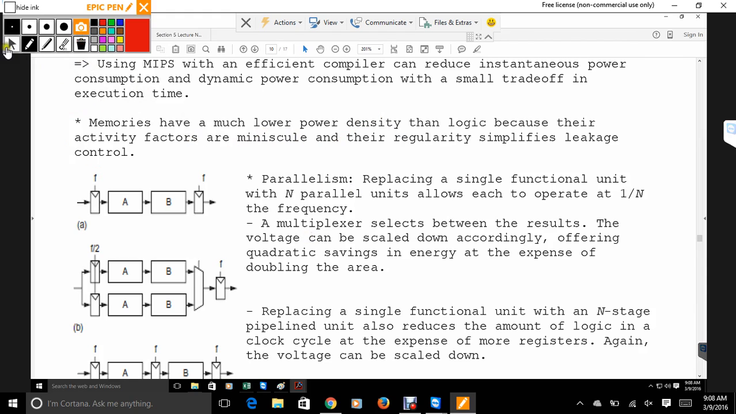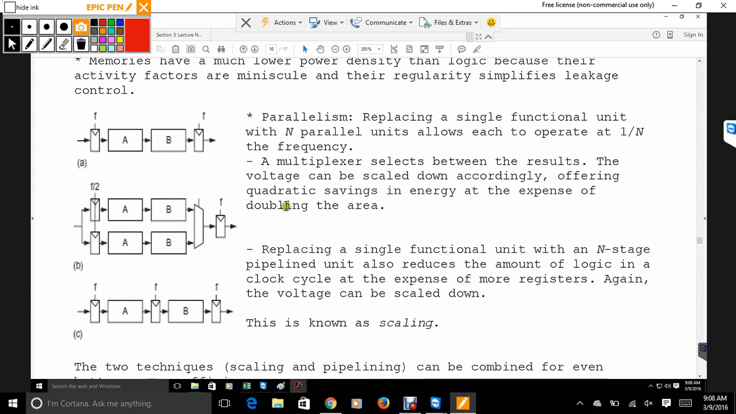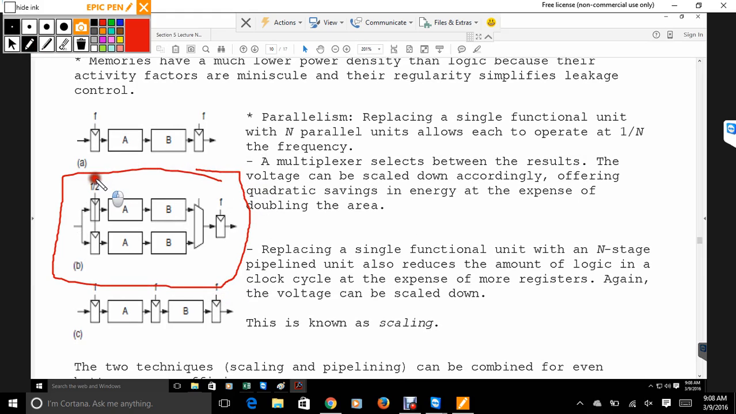Then here I quickly go over parallelism. Here, what they've demonstrated in B, this F, this signal, is our frequency. Here, they've cut it in half, as we can split it up in order to gain quadratic savings in energy at the expense of doubling the area. So that's what we just figured out, right? What you guys figured out just now.